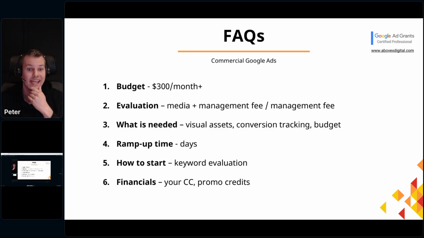How to start? Well, if you have a grant account and you want to start with a commercial account, our suggested starting point is keyword evaluation. And I'll show you in a minute how to do that. And then financials, right? When you create a new commercial account, the first step is entering your credit card. And that's something you need to do.